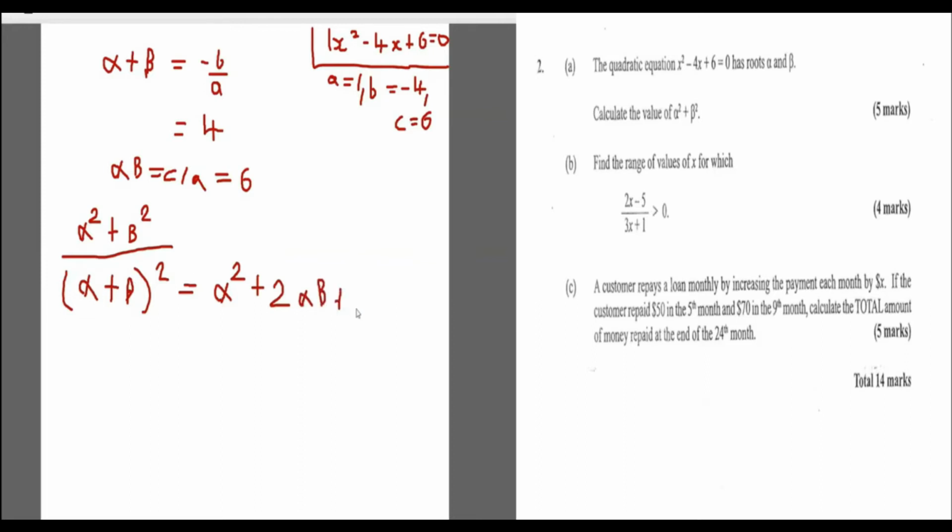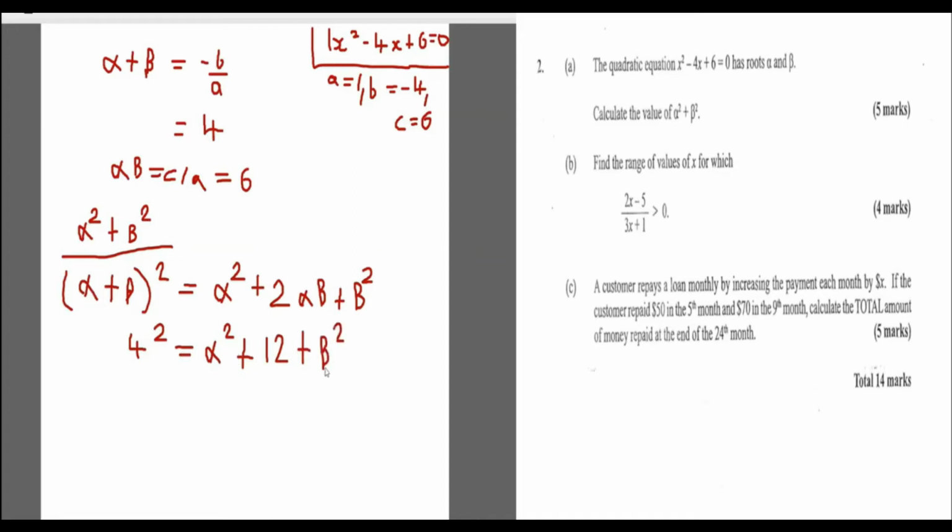But now, guys, look what we do. We know that alpha plus beta is 4, and so alpha plus beta all squared is going to be 4 squared. That's equal to, we don't know what alpha squared is, so we write that back, alpha squared plus 2 alpha beta. What is alpha beta? Alpha beta is 6. What is 2 times 6? 2 times 6 is 12. Plus beta squared.